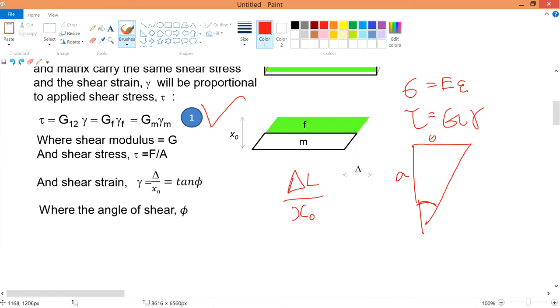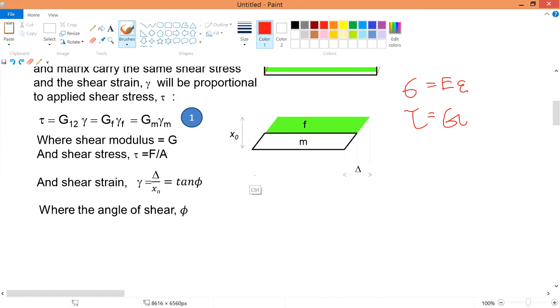Since your angle is changing, the O will change. So I repeat again, when this angle is changing, this one will change. This is why we're using tangent, so to speak. Anyway, at least you get to understand this. And the angle itself is just the angle of shear. These are all the definitions.